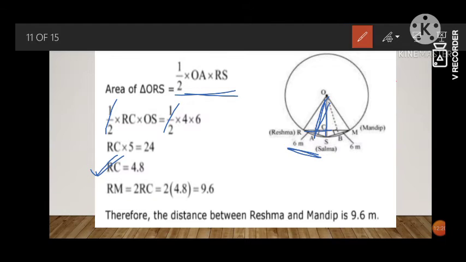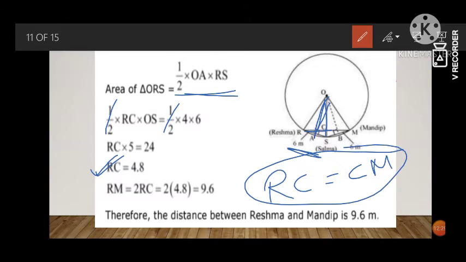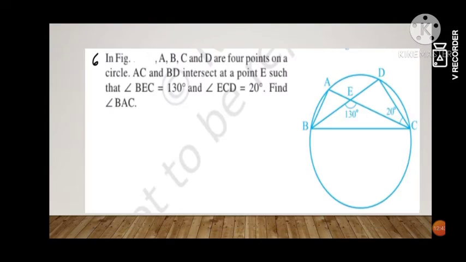And previously from the figure we have seen that RC is equal to CM as it is a kite. So we will get RM, the distance between Reshma and Mandeep, is 2 times RC, which is equal to 9.6 meters. Therefore, the distance between Reshma and Mandeep is 9.6 meters.